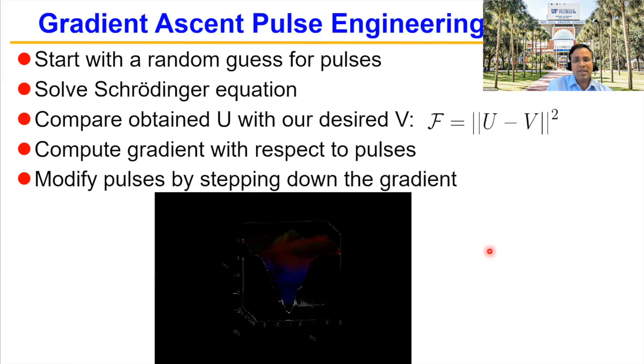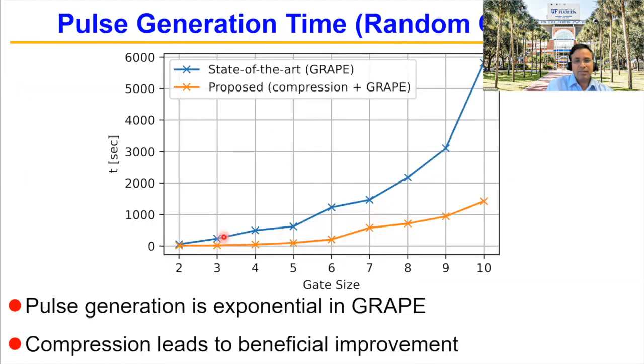You can think of it as minimizing the noise. That's what it's trying to do. And here are some results that show that if you do compression on top of GRAPE, then you can significantly reduce the pulse generation time without sacrificing the fidelity of the results.